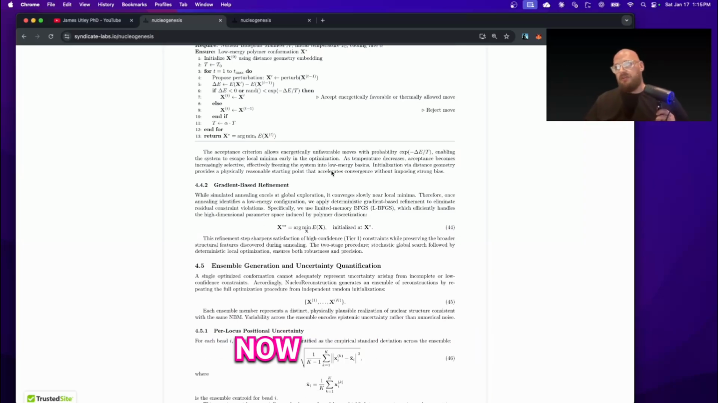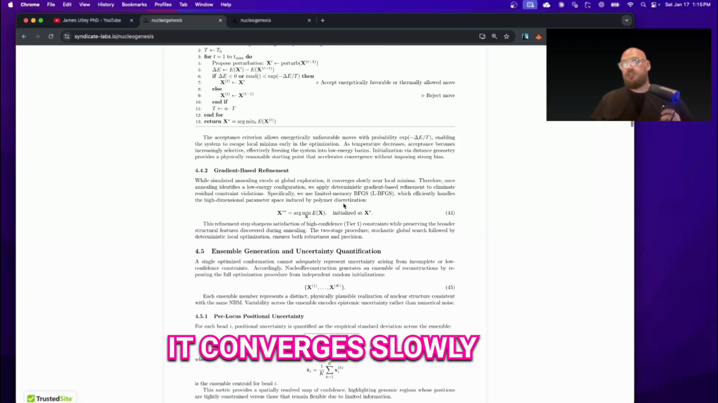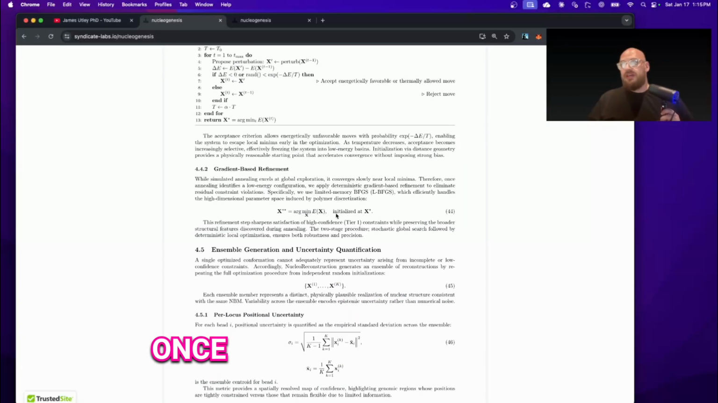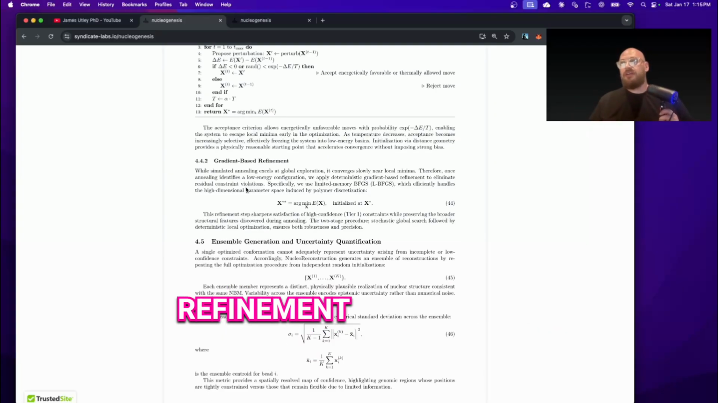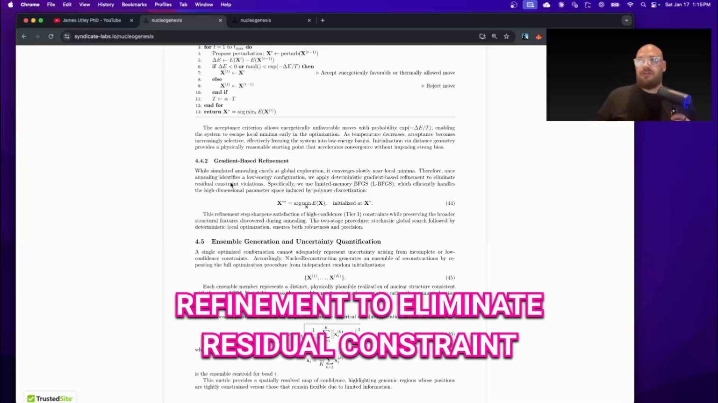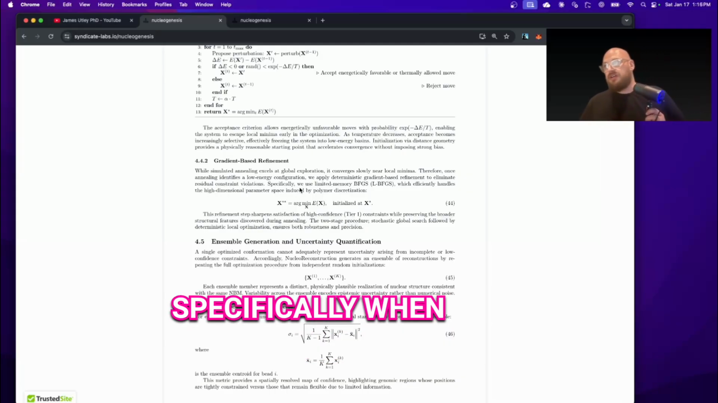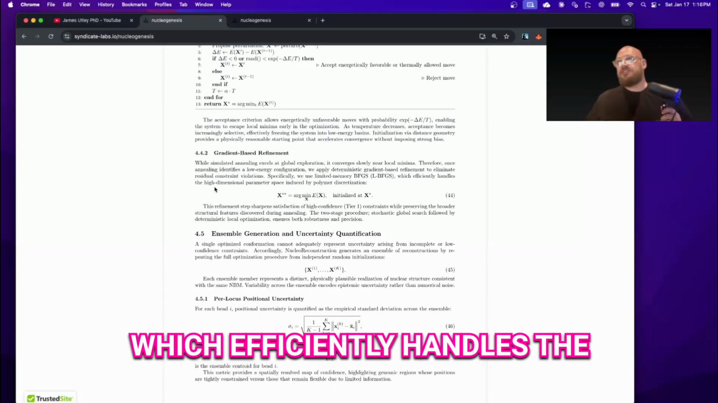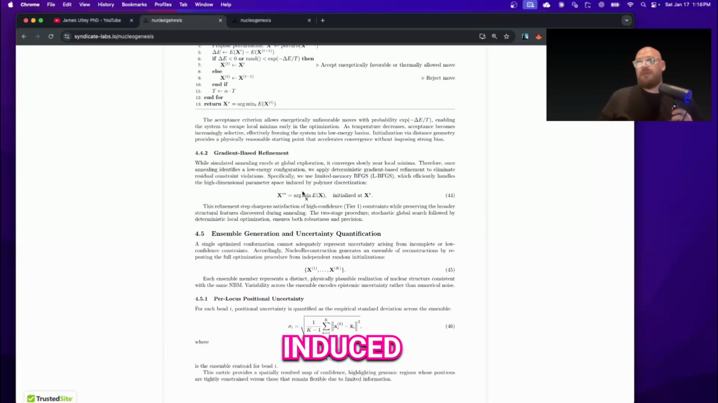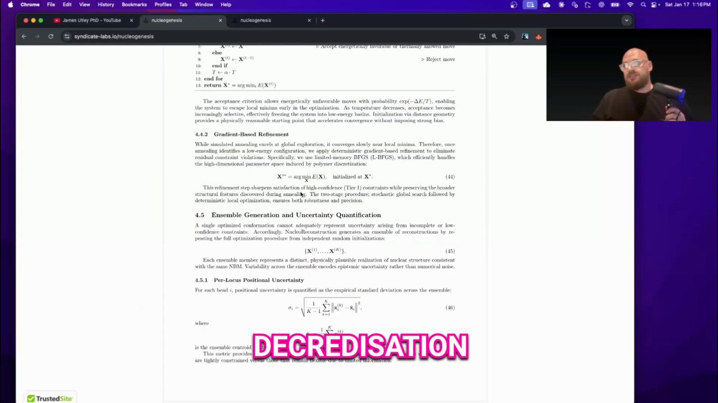So now here we got gradient-based refinement, right? While simulated annealing excels at global exploration, it converges slowly near the minima. Therefore, once annealing identifies a low energy configuration, we apply deterministic gradient-based refinement to eliminate residual constraint violations. Specifically, we're using limited memory, which efficiently handles the high dimensional parameter space induced by the polymer discretization.